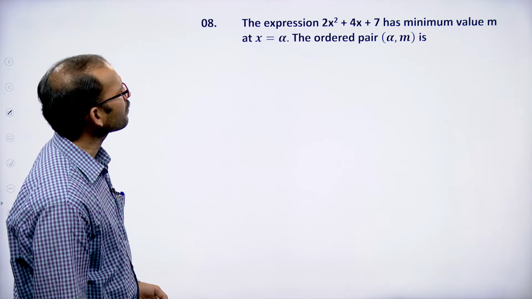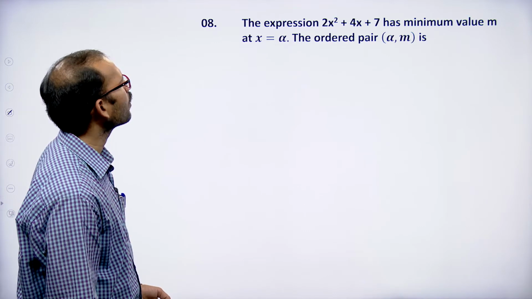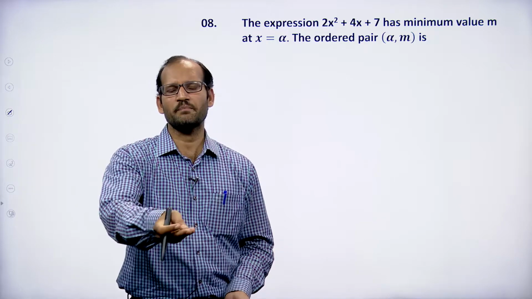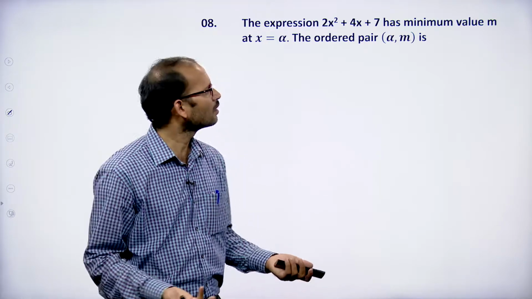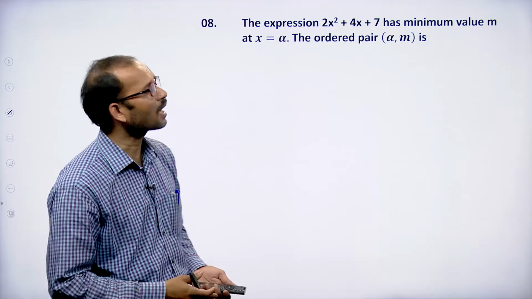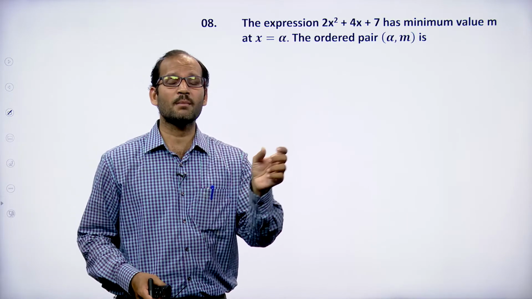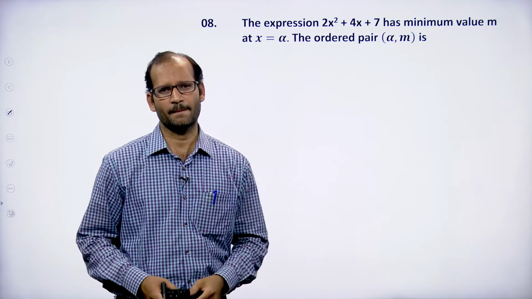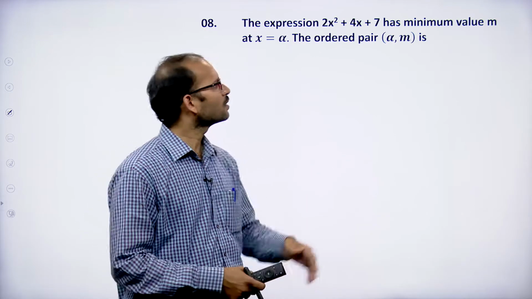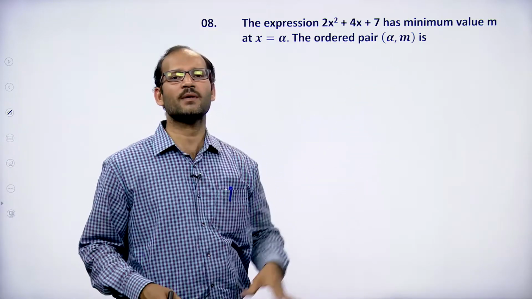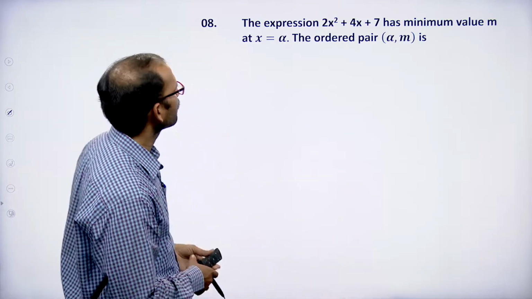The expression 2x square plus 4x plus 7 has minimum value m at x equal to alpha. So at x equal to alpha, the expression will have minimum value m. What is the pair alpha comma m they are asking? That is nothing but minus b by 2a comma (4ac minus b square) by 4a. Yes or no? So alpha is nothing but minus b by 2a, m is nothing but (4ac minus b square) by 4a. Okay, right.